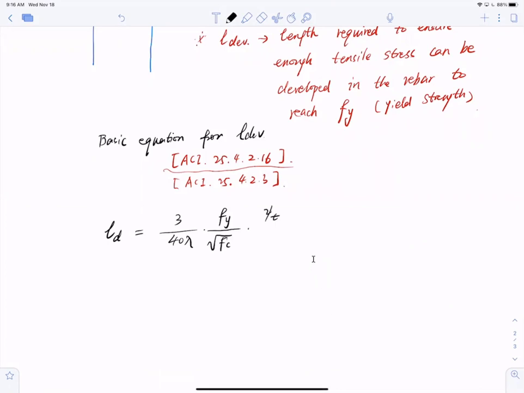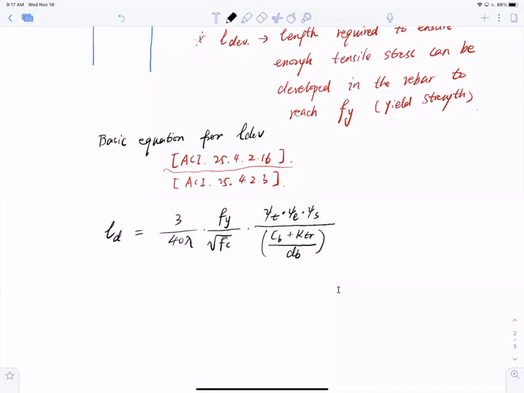We'll talk about phi t, and another coefficient phi e, and another coefficient phi s. So three coefficients multiplied together, divided by CB, which is the coefficient related to the concrete cover, and KTR, which is the coefficient related to the confinement, divided by dB, the bar diameter. And this is together at the bottom here.